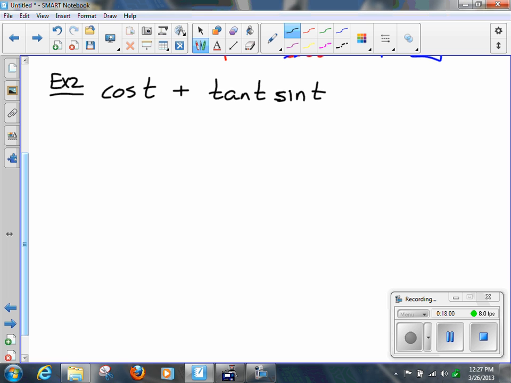Got to simplify in terms of sine or cosine. Can I do anything to cosine? Can't do anything to cosine, right? I can put it over 1. How can I rewrite tangent? Sine over cosine. You have to put the t in there because t represents the angle. Very good question. How about times who? Times sine t over 1, right?